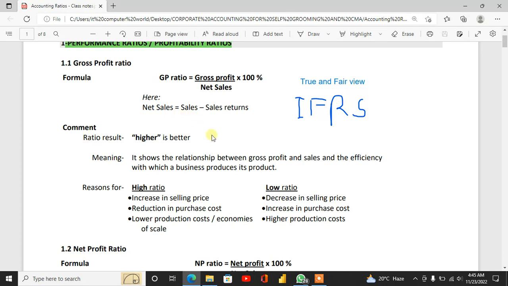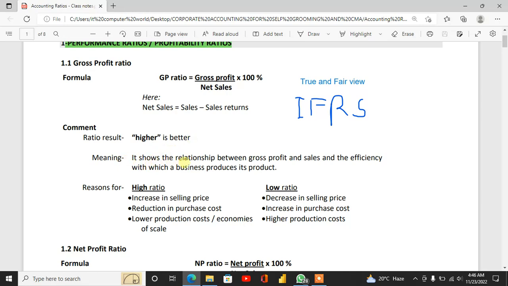Now, comment on this ratio, which is written above. If the gross profit ratio is higher, what will be the consequences? It is going to be better. If you are doing analysis of the financial statements of a company where you want to invest your money, you have to focus on the gross profit ratio. After analysis, you find that the gross profit ratio is higher. If it is higher, then it is better.